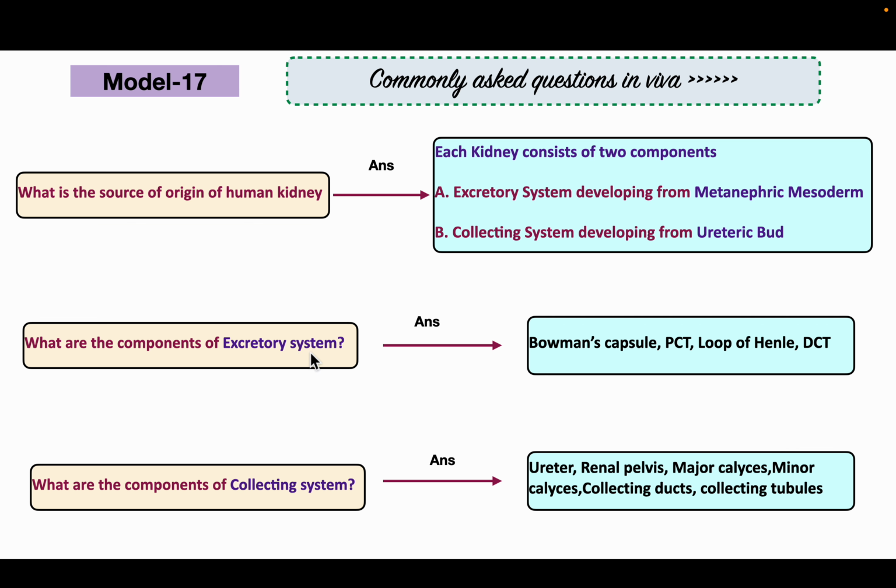What are the components of excretory system? Bowman's capsule, PCT, loop of Henle and DCT. What are the components of collecting system? Ureter, renal pelvis, major calyces, minor calyces, collecting duct and collecting tubule. So they are arising from ureteric bud and they are arising from metanephric mesoderm.